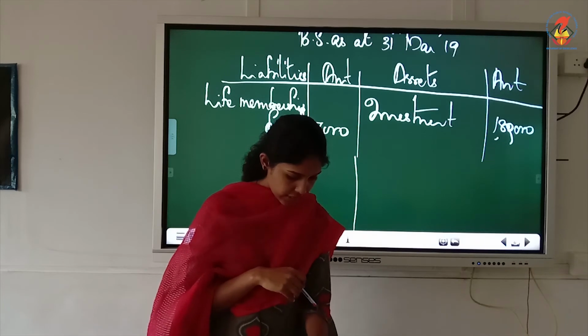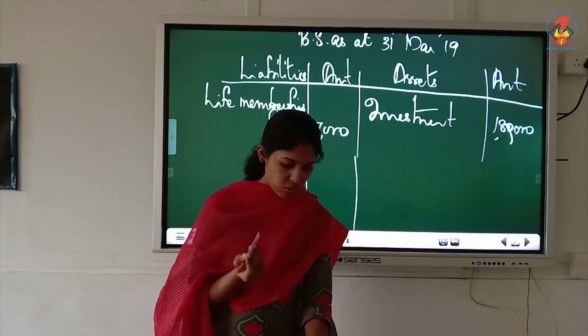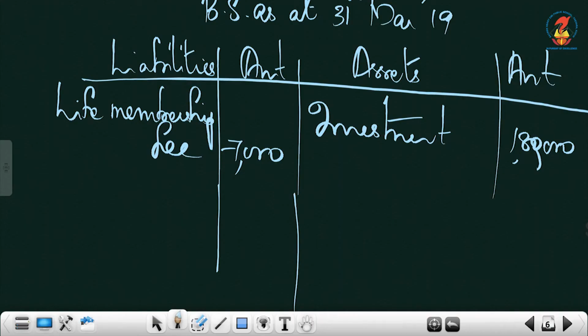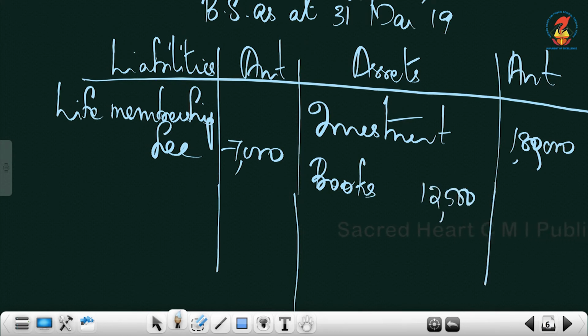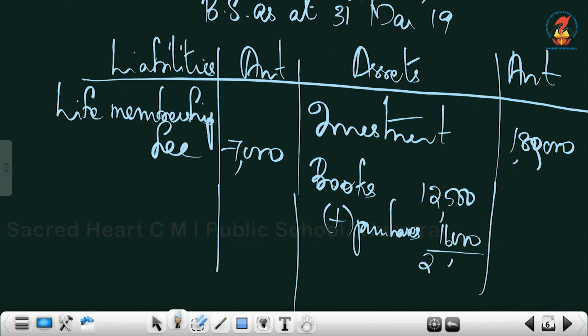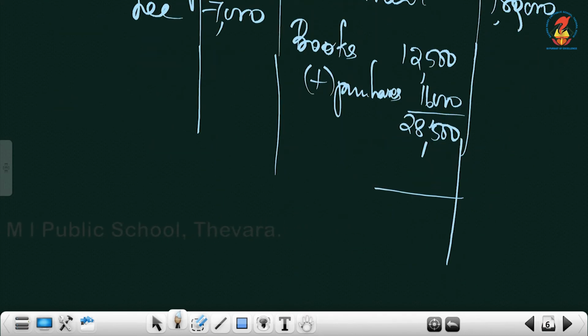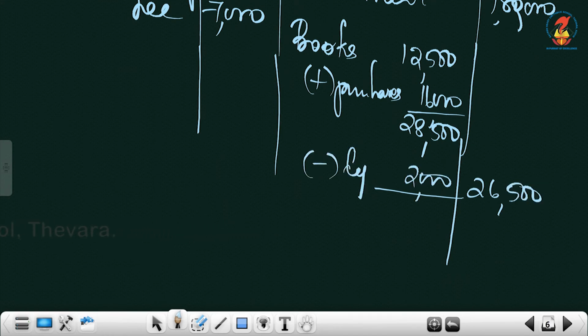Then on your payment side, what we excluded is books. Okay, so that we have to write now. Books already we discussed how to write, isn't it? The opening value we will write, that is 12,500. Then purchases, add purchases. During the year what we purchased you have to add, which is given on the payment side, books of 16,000. So, now it became 28,500, but the value is given as 26,500 because there is depreciation of 2,000. So, all these we discussed already.